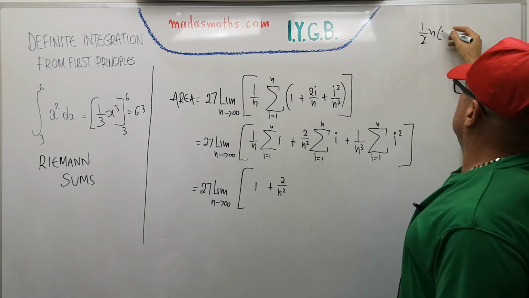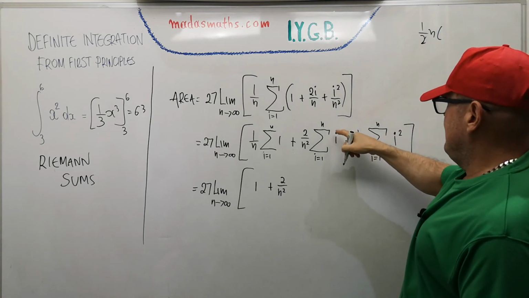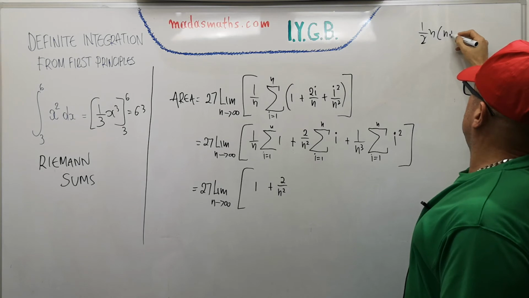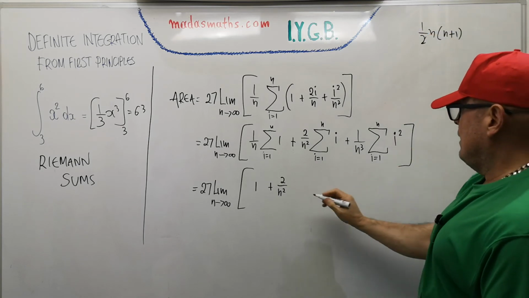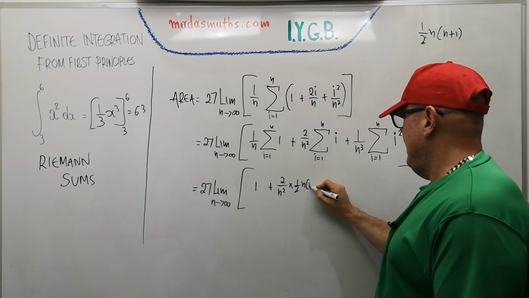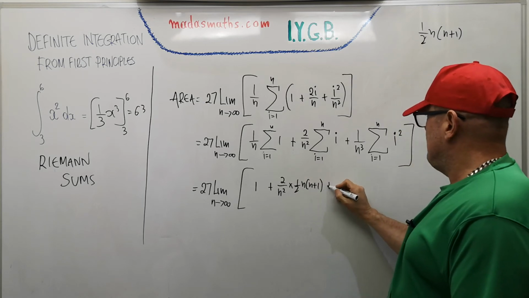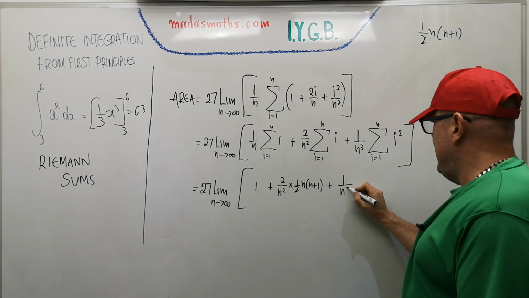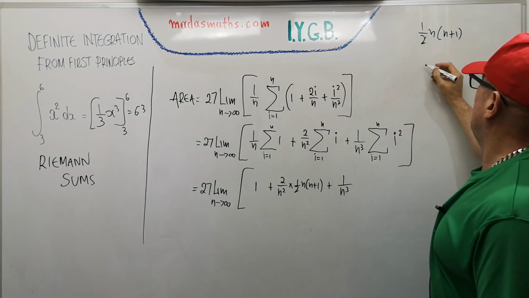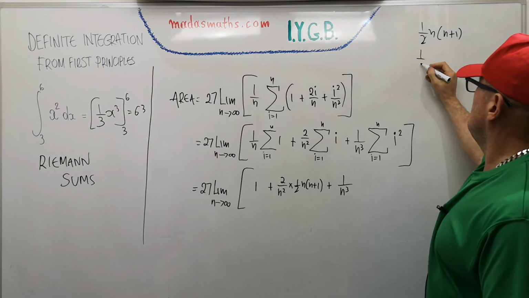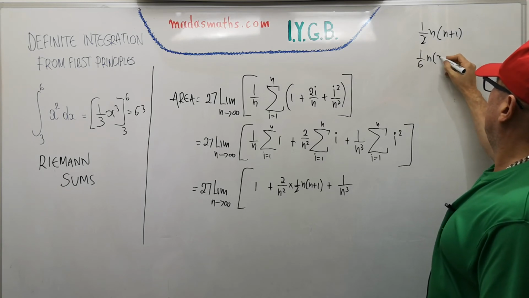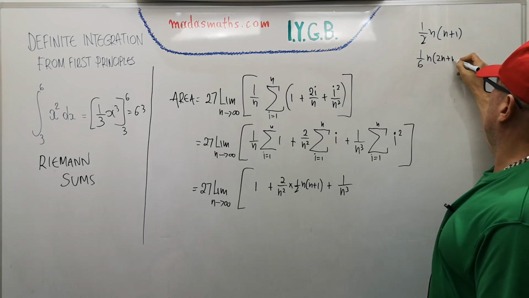Sorry, not in i's. You normally have it in r's there, the dummy variable. When we have it in i's here, the answer is, of course, a half n plus 1. So that's going to be times a half n plus 1, plus 1 over n cubed. And as that's the sum of squares, so this is going to be, is it 1/6 or 1/3? I think it's 1/6. 1/6 n, 2n plus 1, n plus 1.